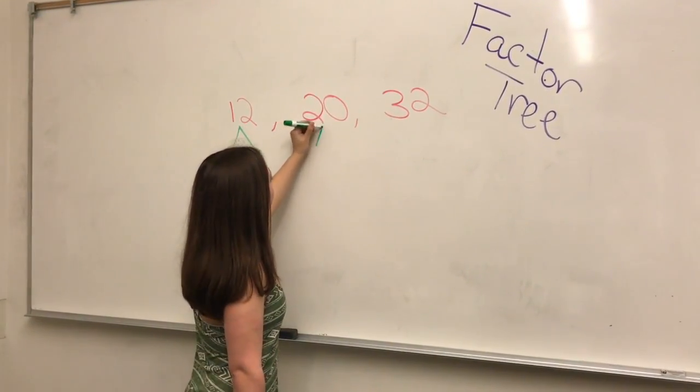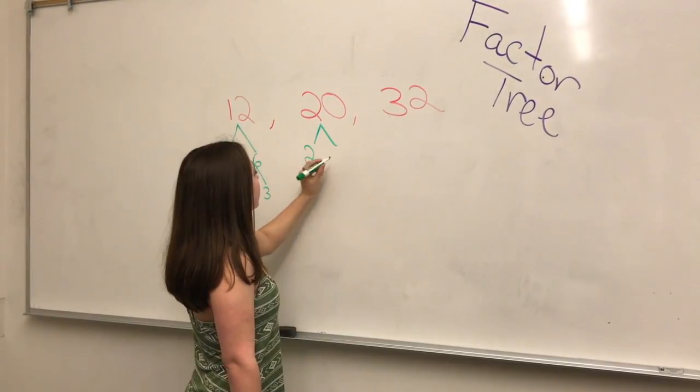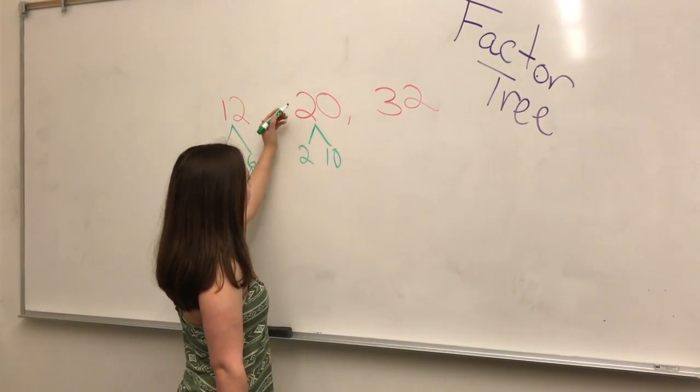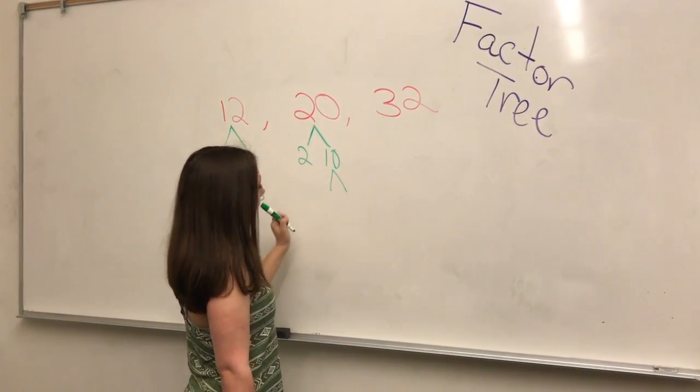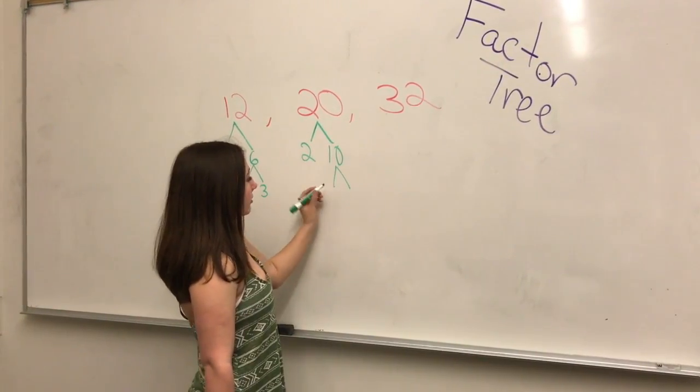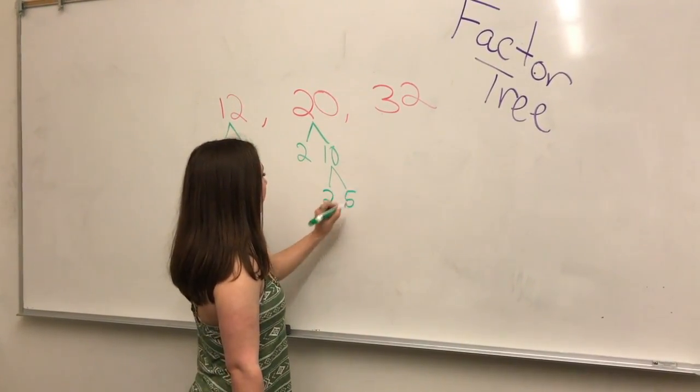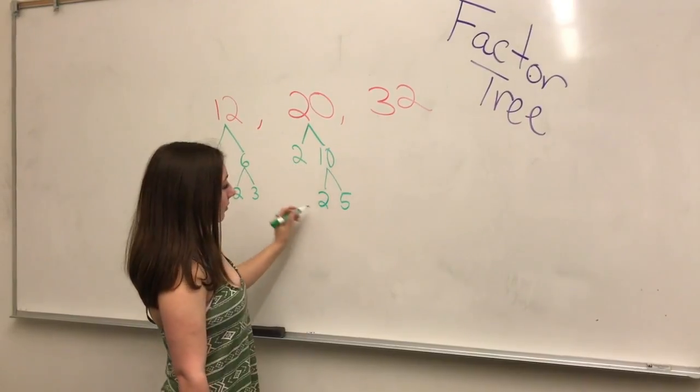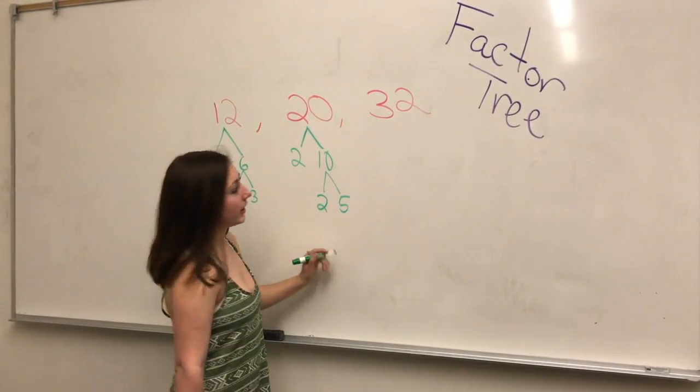And then we're going to do the same thing with 20. So we're going to say 2 times 10 equals 20, and then what times each other equals 10, so I'm going to do 2 and 5, which equals 10, and right there, they're all prime, so we can stop right there.